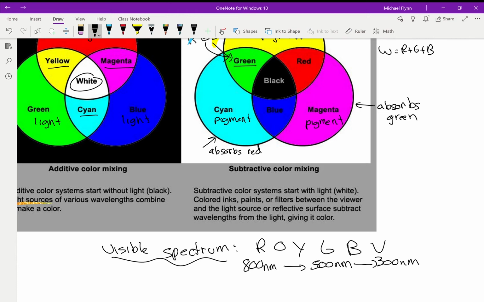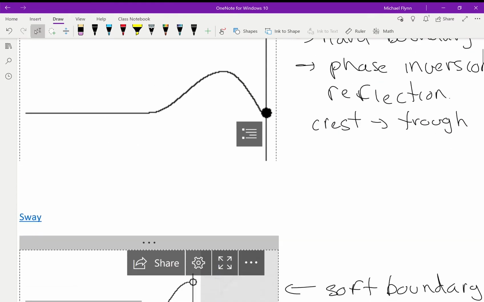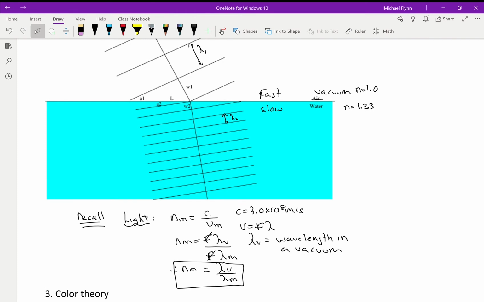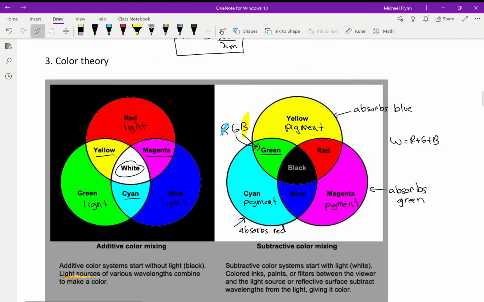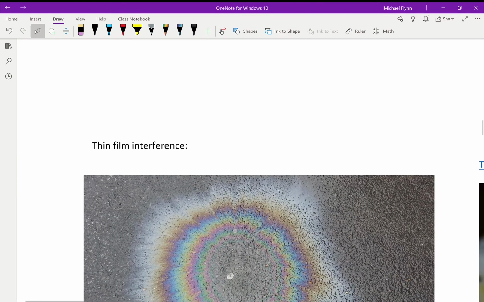And that's it. All right, so now that we've seen boundary conditions with reflection of waves, that's pretty easy. We've seen how refraction works and this formula for refraction where you change speeds in the new medium. And we've seen how color theory works. So now that you've seen these three things, we're ready to look finally at thin film interference. So armed with this knowledge, let's now look at thin film interference.